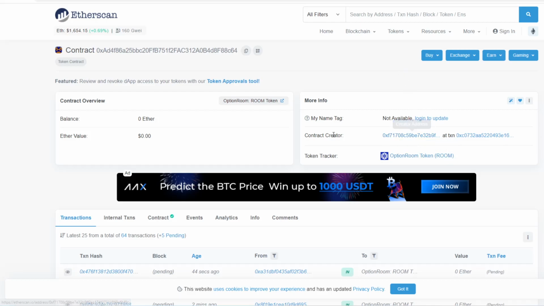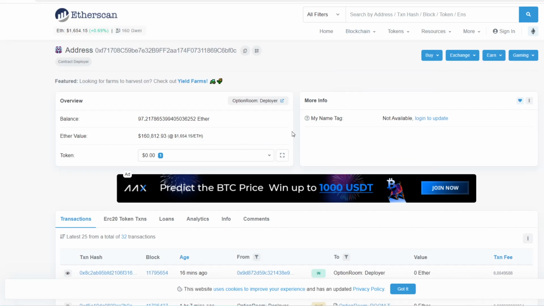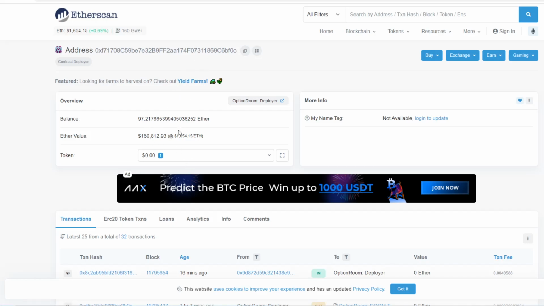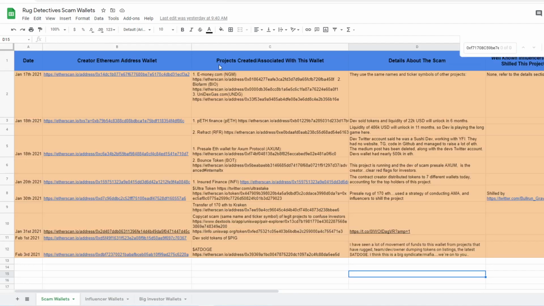Then what I like to do is go to the contract creator, or the person that's deployed the contract. I will open up a new tab, so I can have more information regarding who actually created this specific contract. Then I will copy this address and go to the Rug Detectives sheet. If you go to Twitter, it will be in my bio. Here it shows Rug Detectives scam wallets, and I'll cross-check to make sure that this deployer is not currently in my list of blacklisted wallets.